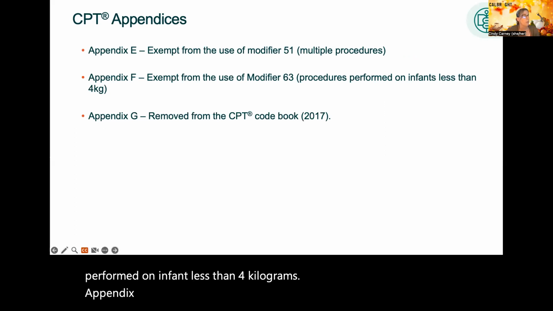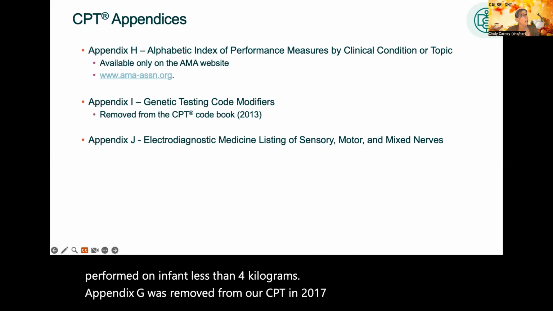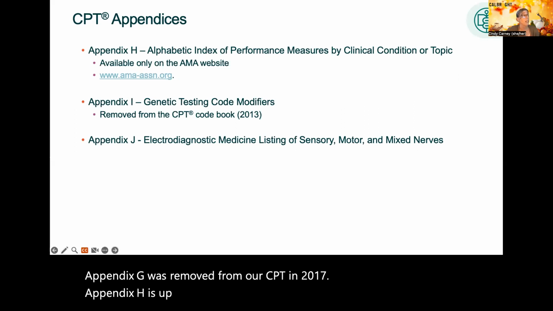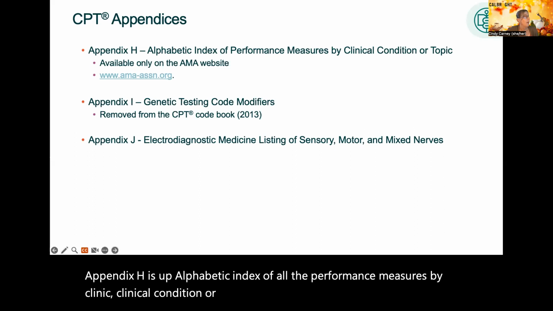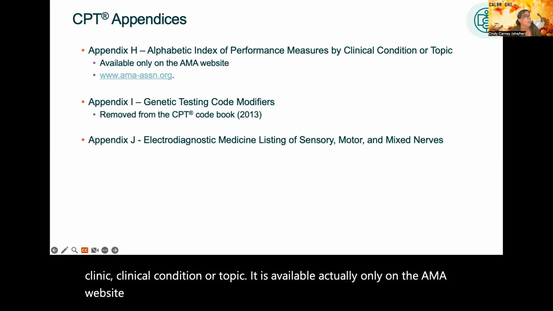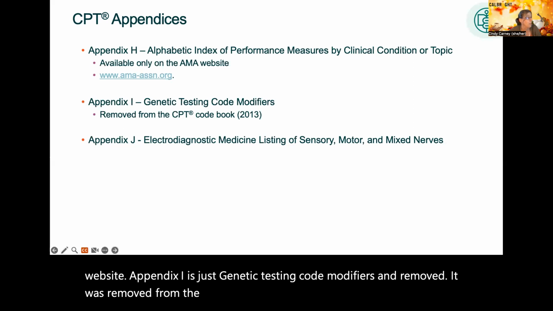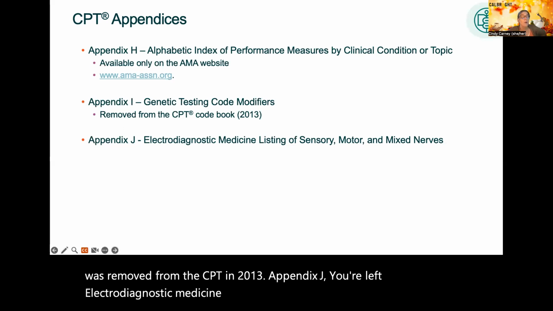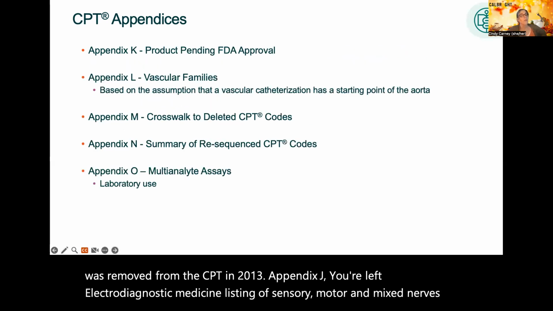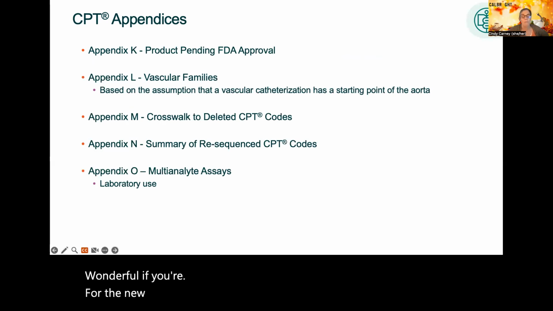Appendix G was removed from our CPT in 2017. Appendix H is an alphabetic index of all the performance measures by clinical condition or topic. It is available actually only on the AMA website. Appendix I is genetic testing code modifiers and it was removed from the CPT in 2013. Appendix J, your electrodiagnostic medicine listing of sensory, motor, and mixed nerves. Wonderful for neurology coding. Appendix K, all product pending FDA approval.